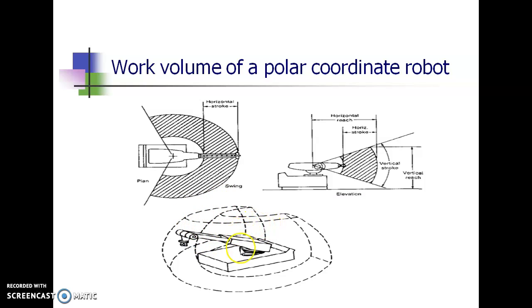And this swing is going to cause actually a sphere. So this is the work volume of a polar coordinate robot or a spherical coordinate robot.